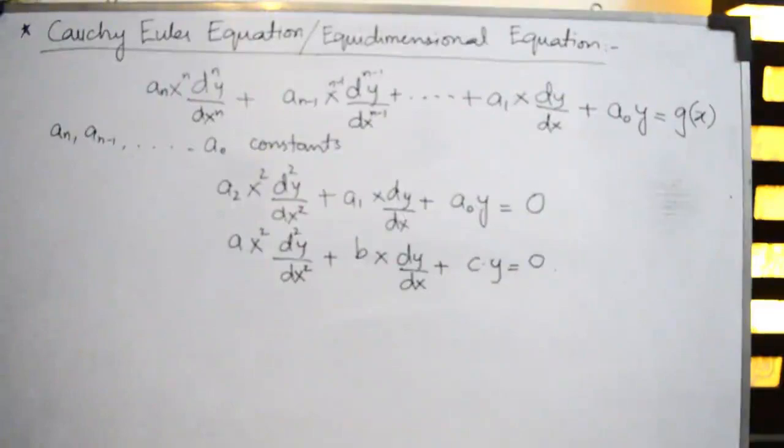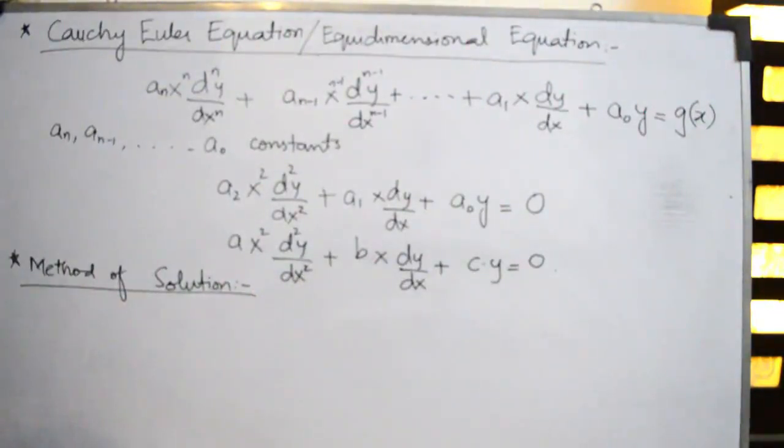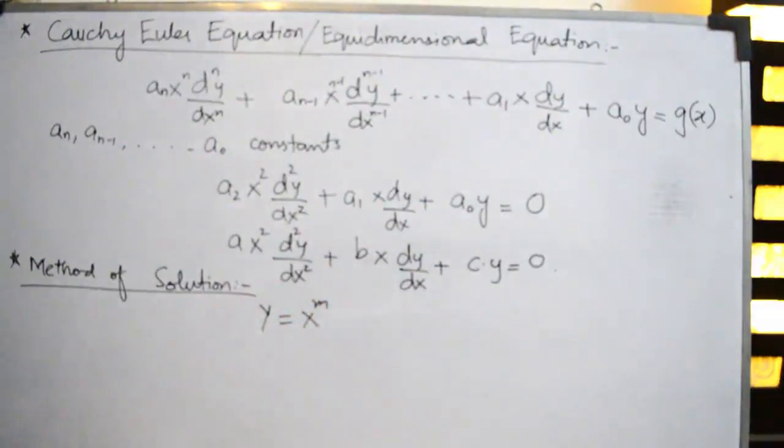Like a higher order homogeneous differential equation, how is it solved? What is its method of solution? Whenever x terms are multiplied according to the derivative, the solution is of the form y = x^m. Now we are not dealing with e^{mx}. In the Cauchy Euler equation, the solution is always of the form y = x^m.